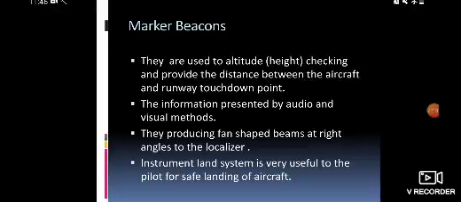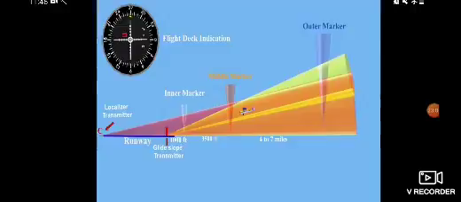Okay, how much distance is there, how much height is there to land that particular aircraft to the runway point. So the information presented by the audio and visual methods, also with these marker beacons, will be producing some fan shaped beams at right angles to the localizer. You can see these are the cone shaped marker beacons.